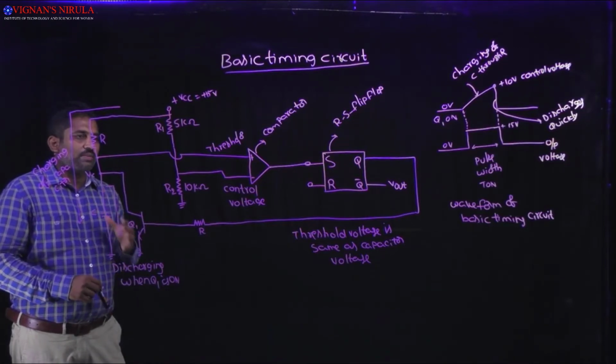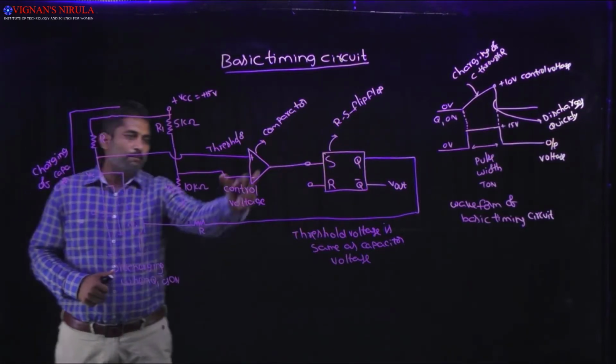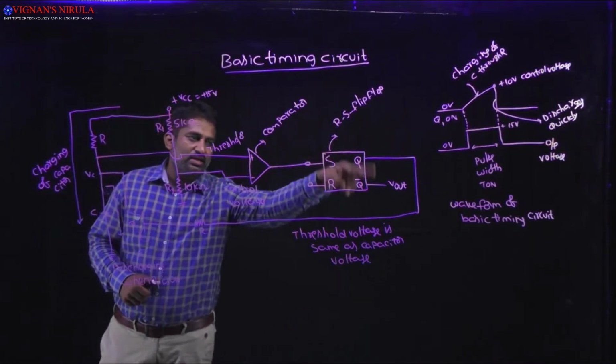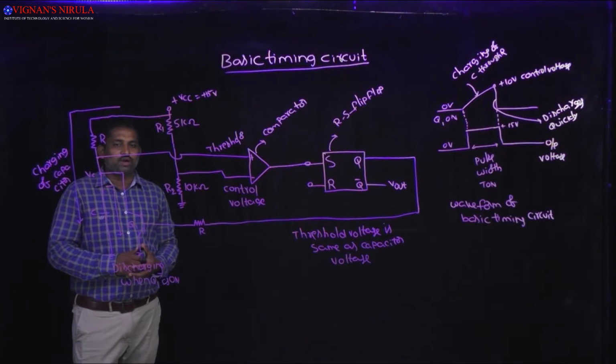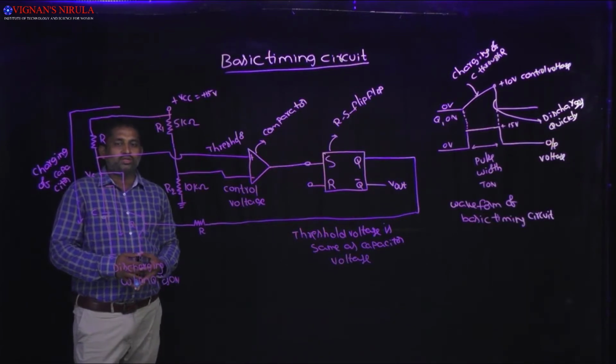The basic timing circuit consists of a comparator as well as an SR flip-flop. We may also call it an RS flip-flop. We all know the SR flip-flop functional table.